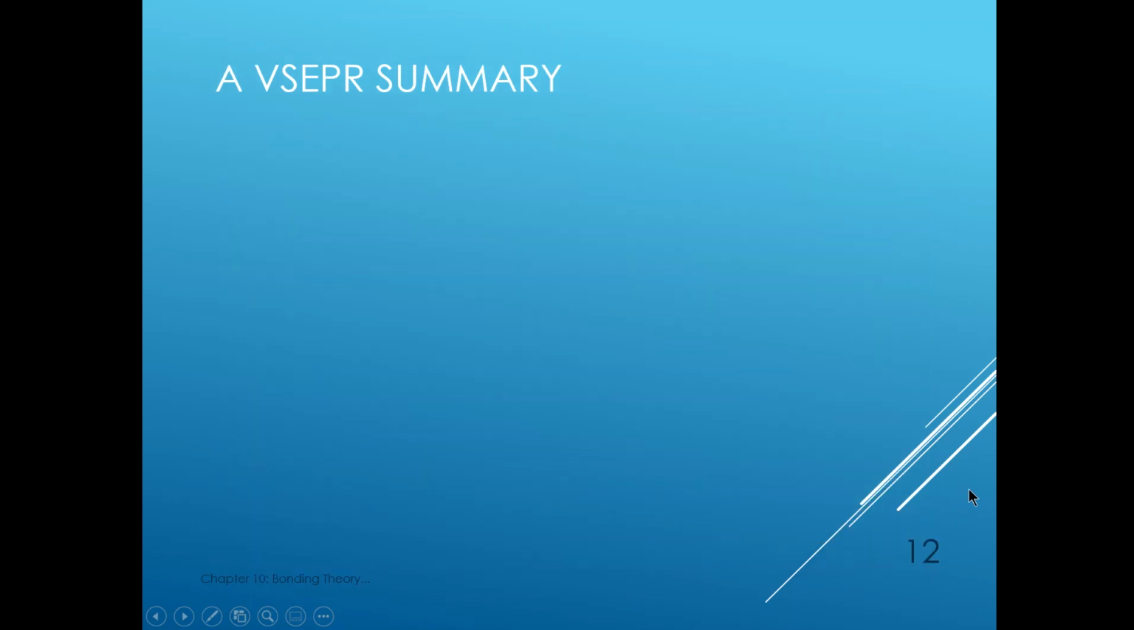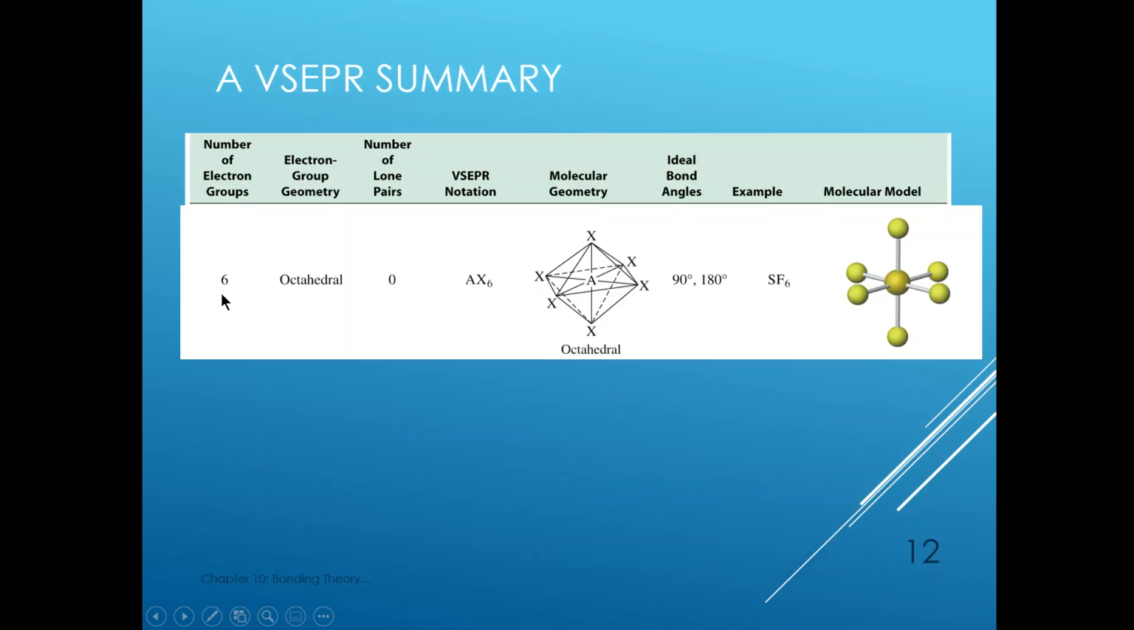Then we get to situations where you have 6 electron groups, and here we have no lone pairs of electrons. This is the VSEPR notation, and this would be the shape adopted by such a molecule, octahedral. And again, we have different bond angles. The example that is shown here is sulfur hexafluoride, which adopts that shape, and this would be the molecular model representation.